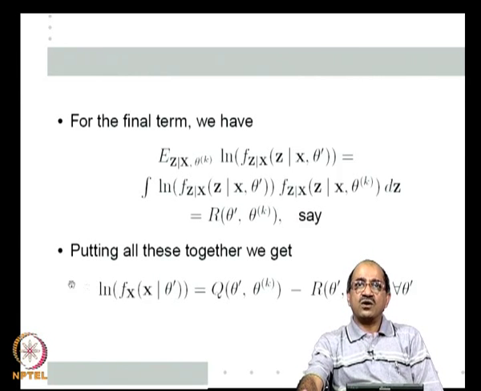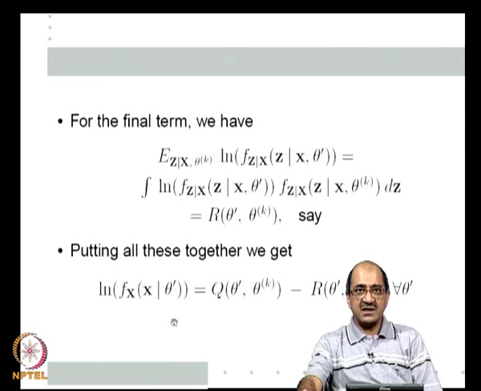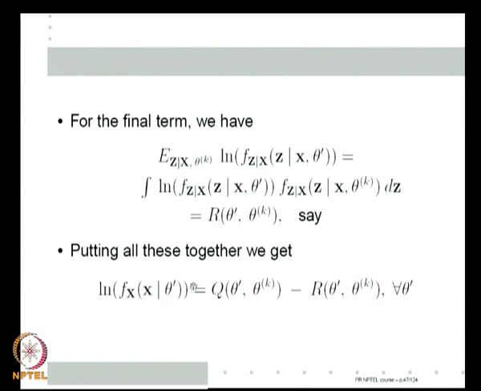So, what have we shown now? By taking the conditional expectation, the first term remained itself, that is the log likelihood of the incomplete data, ln f_X(x given theta prime). The conditional expectation of the second term was Q(theta prime, theta k), and for the last term we have just given a symbol, R(theta prime, theta k). This is true for all theta prime. We will come back to this equation, but first let us ask what we can say about R(theta prime, theta k).